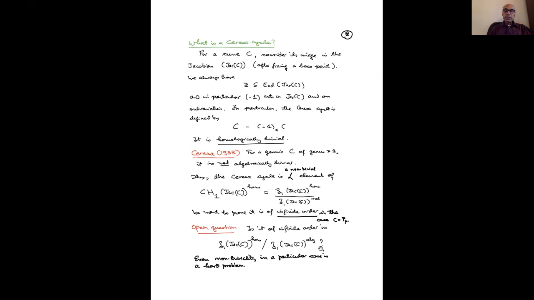It's an open question whether it's of infinite order if I mod out by algebraically trivial cycles. In fact, we don't even know in general. I don't think it's even known whether it is non-zero. In other words, is this cycle algebraically trivial? We don't know that.